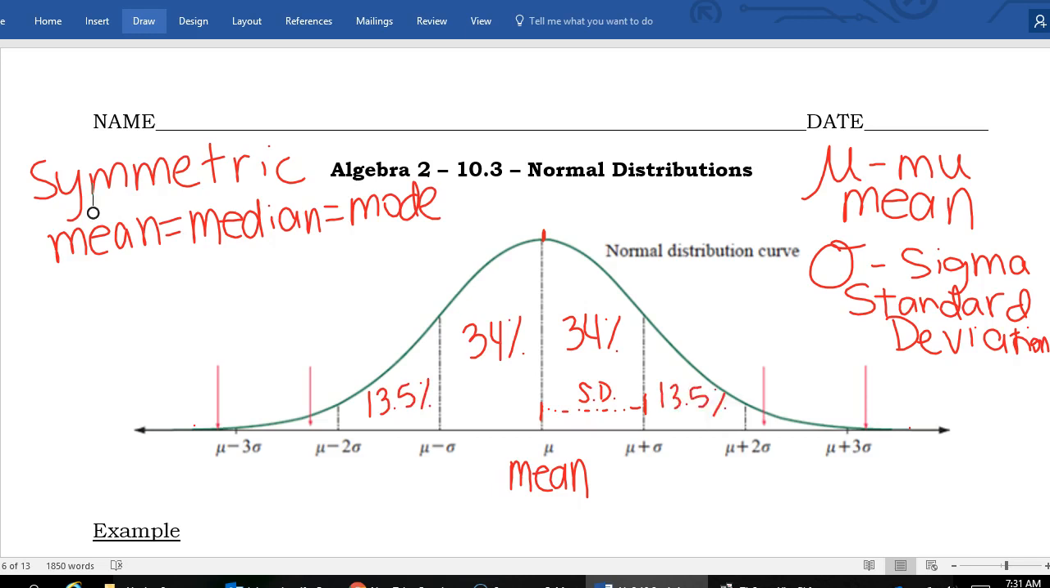Moving past 2 on either side, we have 2.35% of the population in that region and 2.35% in that region. And then our final regions called the tails, we have 0.15% in either region. If we add these all up, that's 100% of the distribution. If we add up just half of it, that's going to be 50% of the distribution.